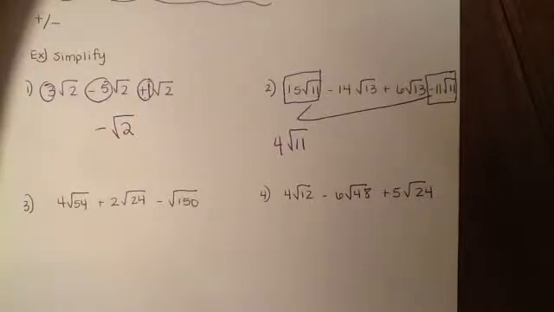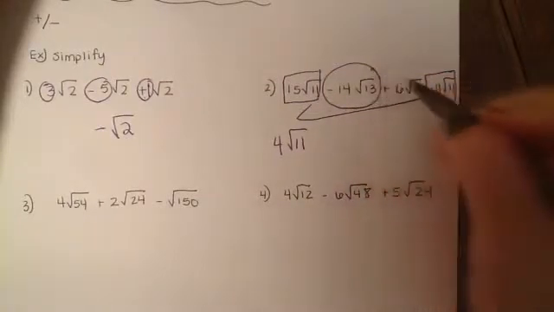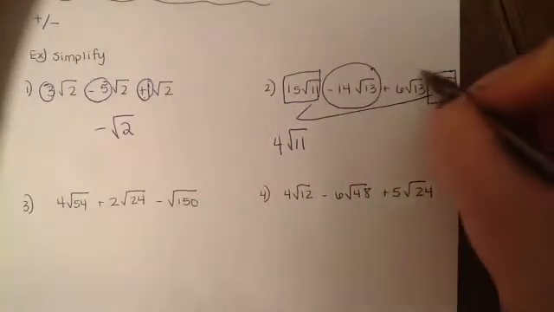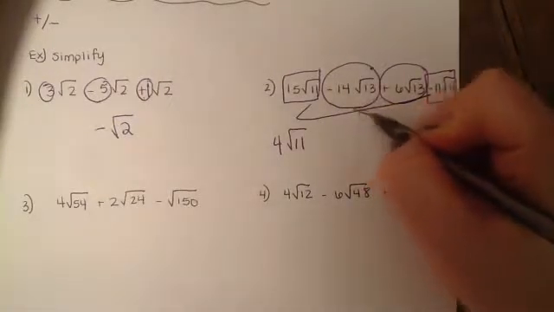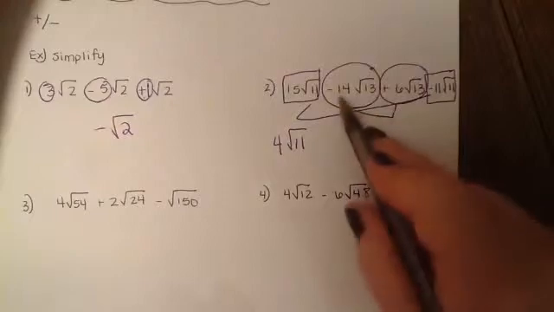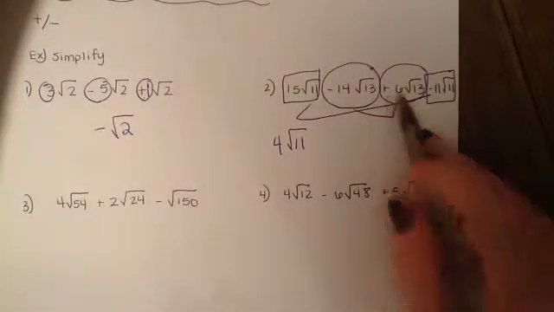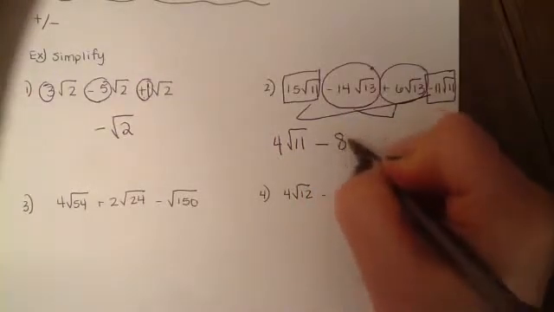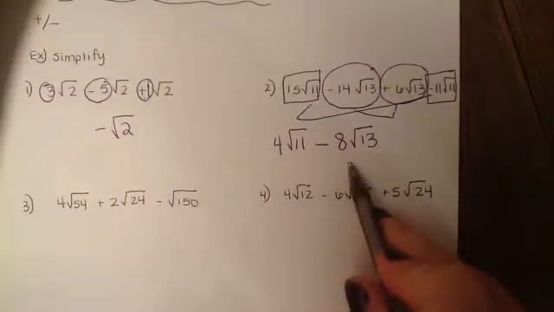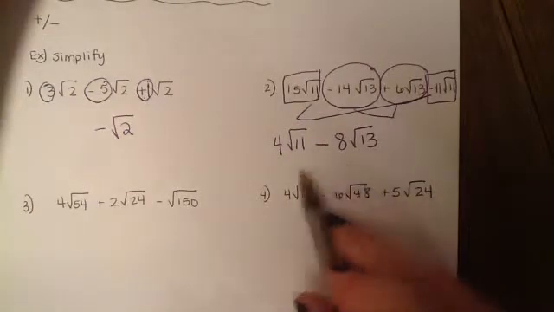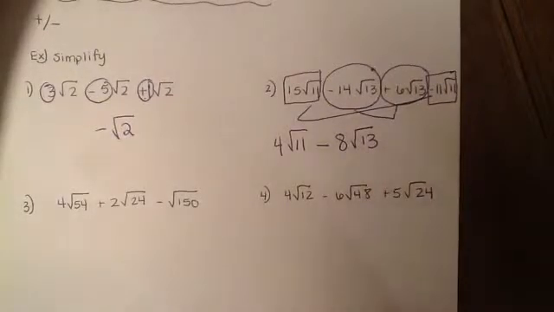I have two more pieces that match. What are they? Negative 14 root 13 and plus 6 root 13. They both have a root 13, so if I put them together, I have negative 14 plus 6, negative 8 root 13. Can these two pieces go together? No, one is root 11, one is root 13. They don't match.